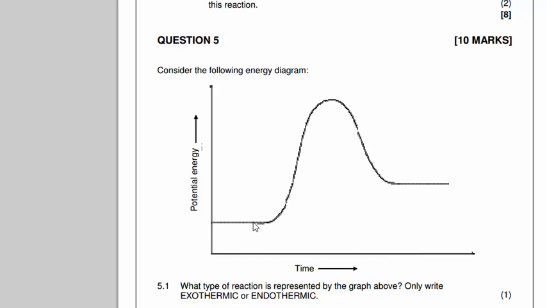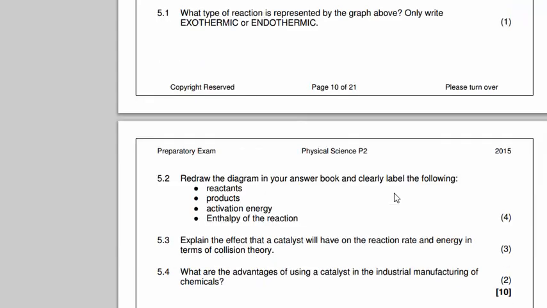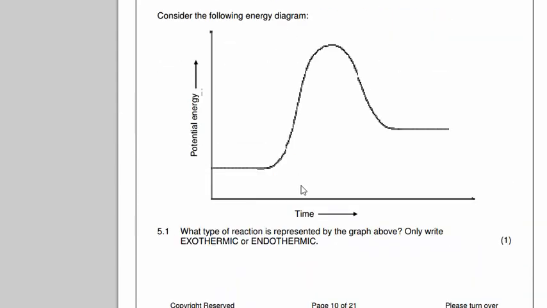Endothermic, because the energy I start with is less than the energy that I need to end with. So I'm going to need to add energy. Okay, so that's simple enough. If we had to redraw this now and name these, where's the reactants, the products, the activation energy, and the enthalpy of the reaction? Where would we put what?